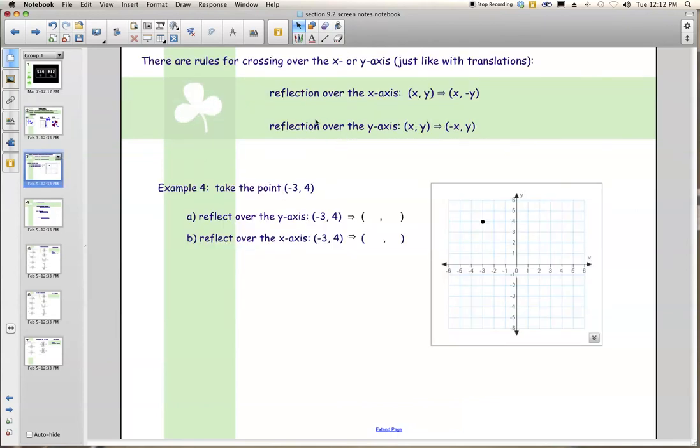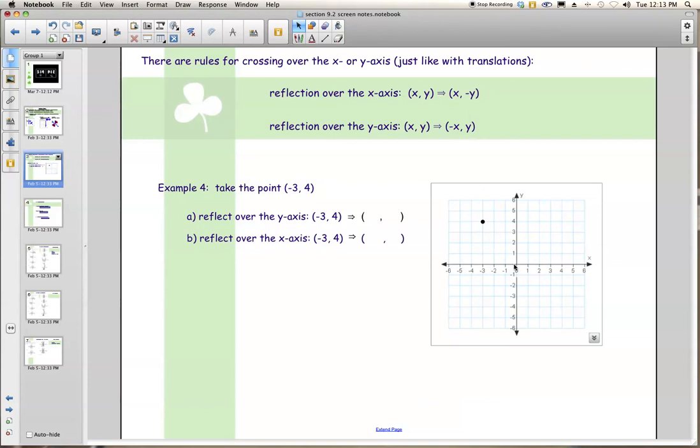Just like with translations, there are rules that you can follow for reflecting over the x-axis and the y-axis. There aren't individual rules for reflecting over, you know, x equals -5 or y equals -4. They don't have individual rules for those, but they do have rules for flipping over the x-axis and for flipping over the y-axis. These rules are written in rule notation. Here's what happens. You take your coordinate point, and when you reflect it over the x-axis, the horizontal axis, the x value actually stays the same, but the y value changes to its opposite.